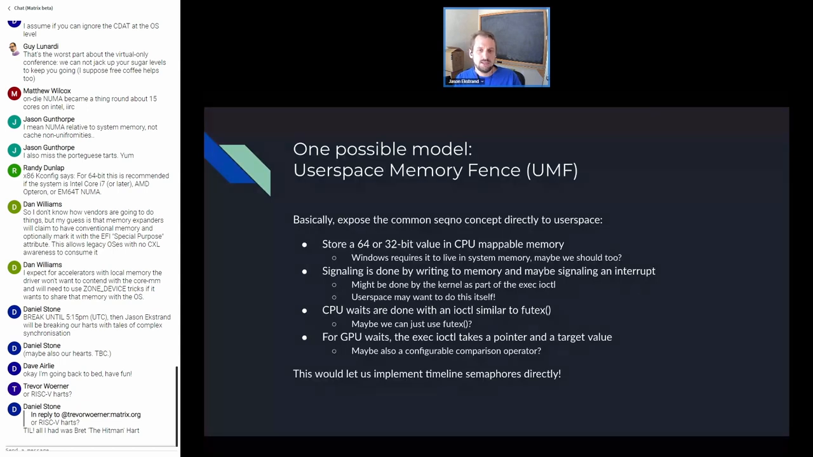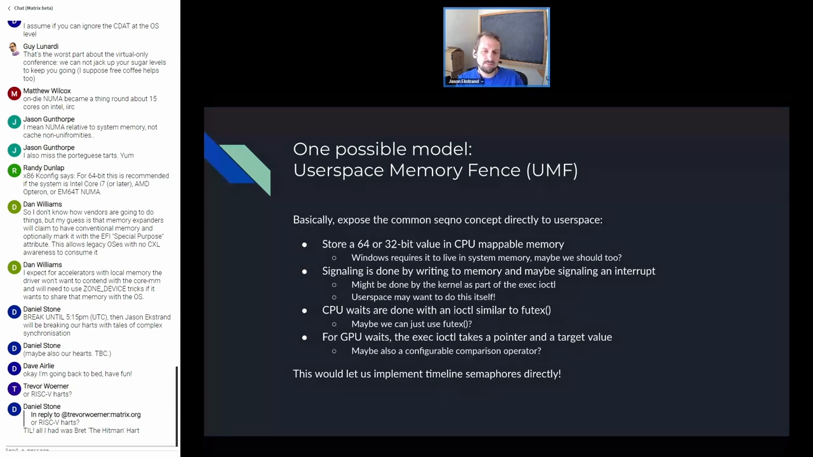So you have some bit of CPU mappable memory, and it's either 64 or 32 bits, depending on your needs. And signaling is done by writing to memory and signaling an interrupt, just like you would do for internal synchronization within your kernel driver. And this might happen as part of an ioctl, or user space might want to do this itself. I want to allow for that.